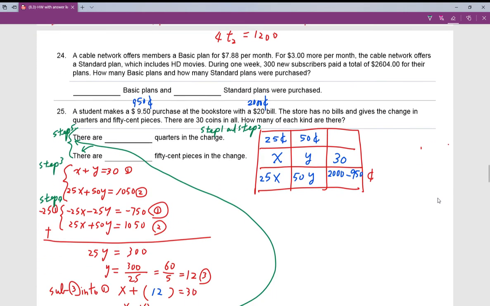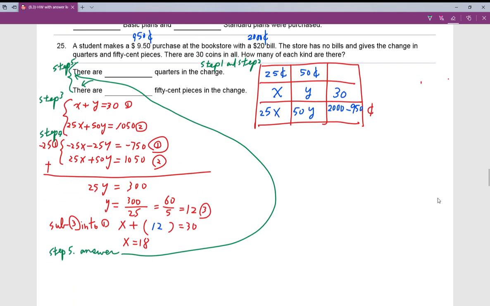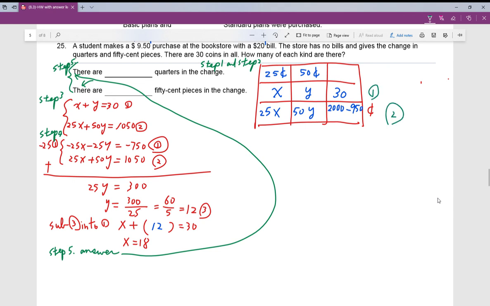So number 25. Number 25, step 1, step 2, I put on the chart. You can do so. And for step 3, you can follow equation 1 here and equation 2.